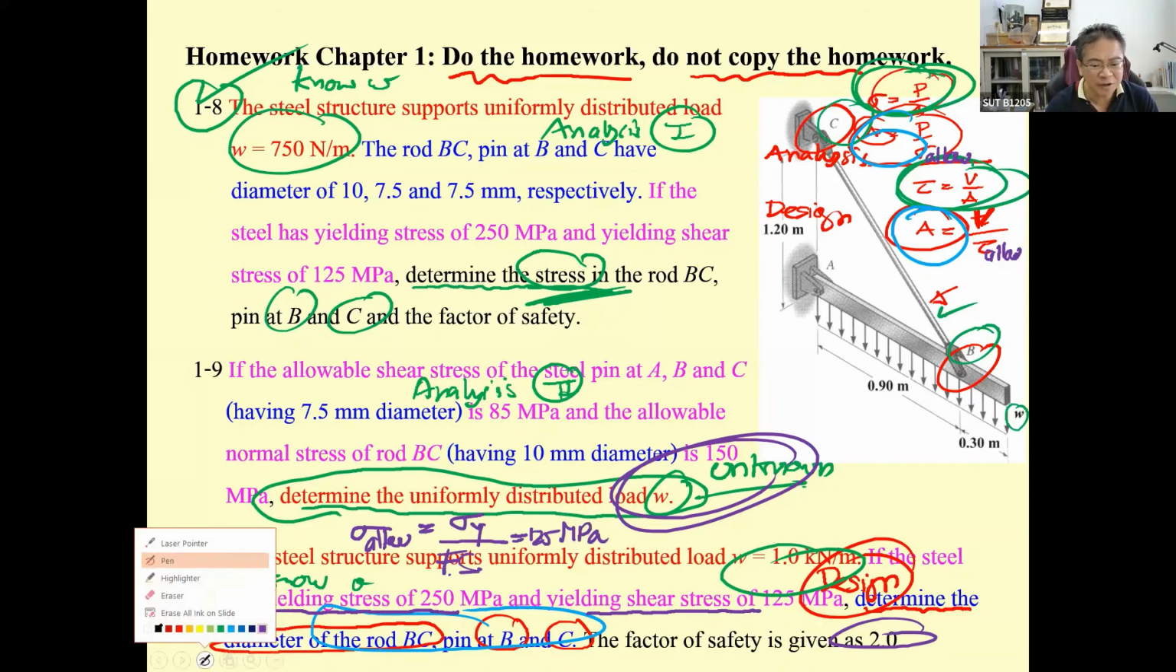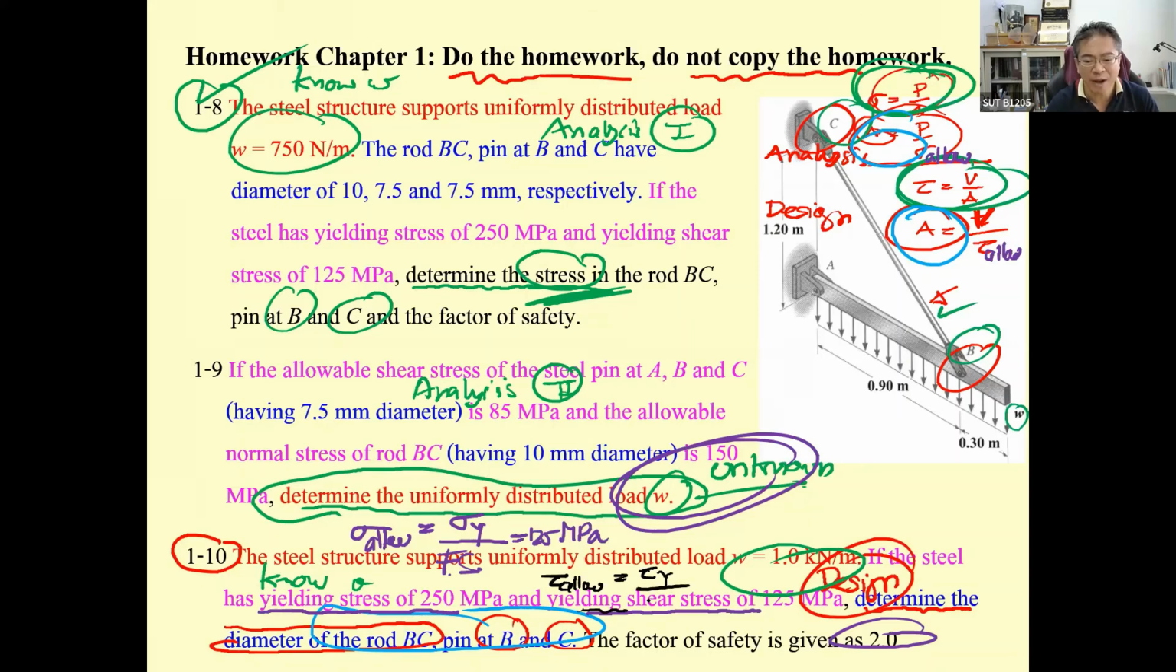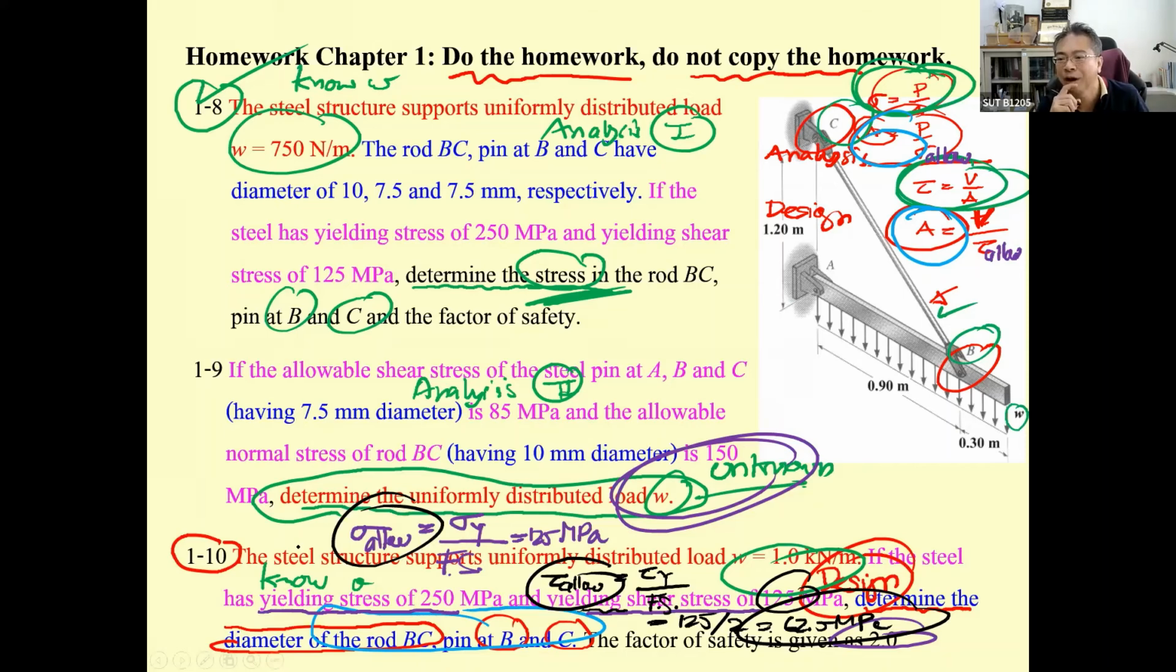But for another one, this one is going to be tau allow, which is going to be yielding stress tau sub y divided by factor of safety. So this one is going to be 125 divided by 2. This is going to be 62.5 megapascal. Most of the time, tau allow is less than sigma allow. That is from the test in the lab.